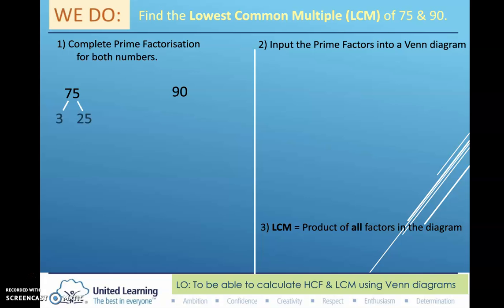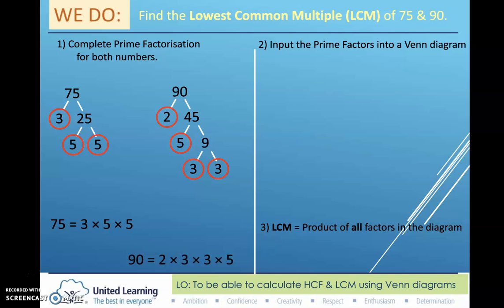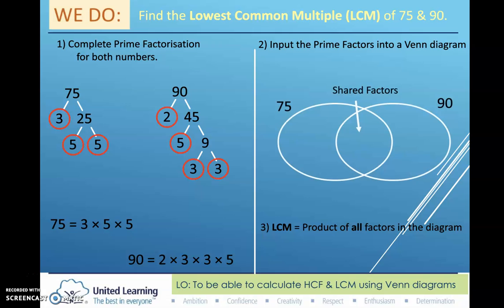Okay, so 75 broken down into its prime factorisation we get 3 times 5 times 5. 90 is broken down into 2 times 3 times 3 times 5. So now we need to put them into our Venn diagram. We get our 2 rings, 75 and 90.